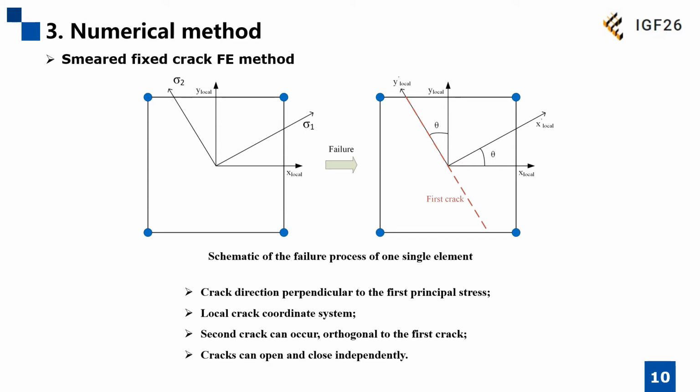This is a schematic drawing of the failure process of one single element. The crack is perpendicular to the first principal stress, and once a crack appears in this element, the local crack coordinate system will be applied to this element. The second crack can also occur, which is orthogonal to the first crack. And the cracks can open and close independently in this model.